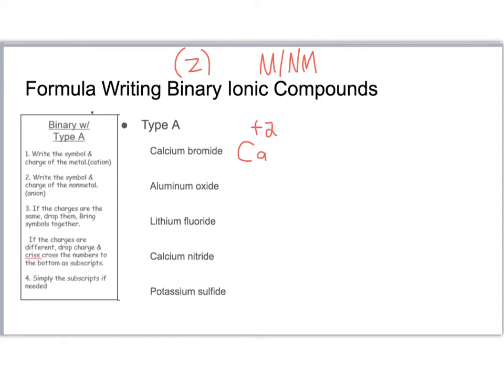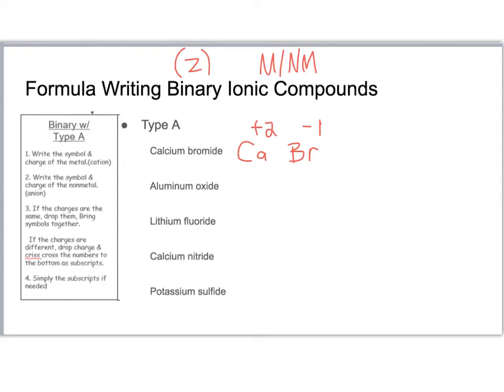Bromide is the nonmetal bromine. We're going to look up its symbol on the periodic table and its charge as well. Remember that bromine has 7 valence electrons and it wants to gain 1. We're then going to look at the charges. If they are the same, we will drop them and bring the symbols together.